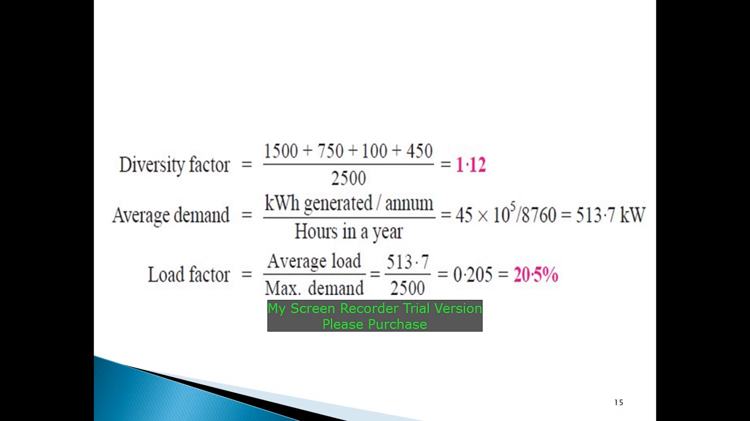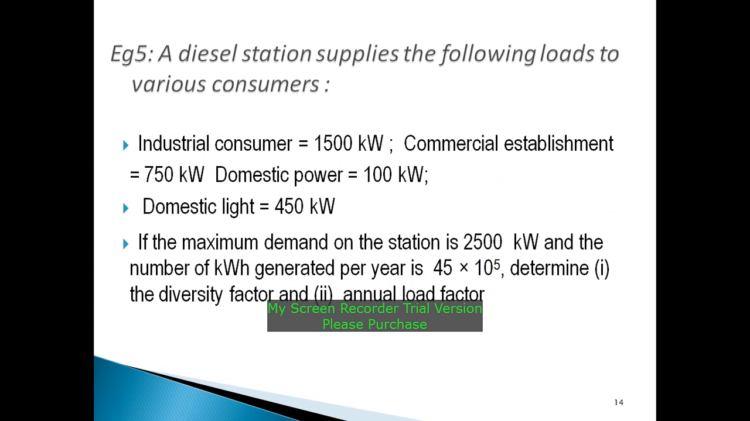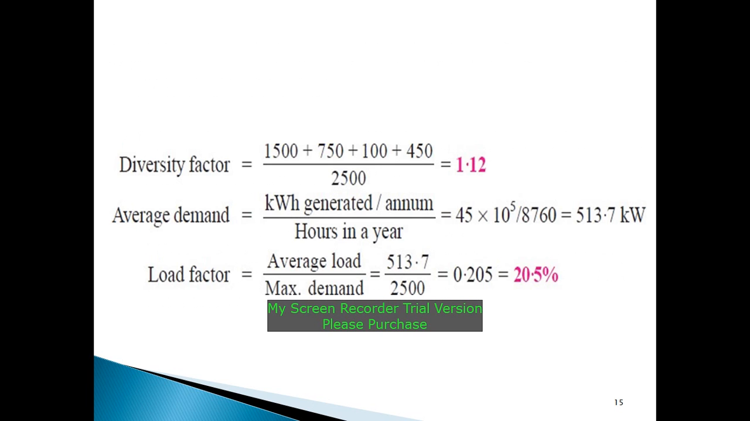of the station. So the sum of individual maximum demand is nothing but, so different loads are given, 1500, 750, 100 and 450. So these are all the different loads and their individual maximum demands are summed up to find out the sum of individual maximum demands. So 1500 plus 750 plus 100 plus 450, and the maximum demand of the station is 2500. So it will give the result as 1.12. Diversity factor is always more than 1.